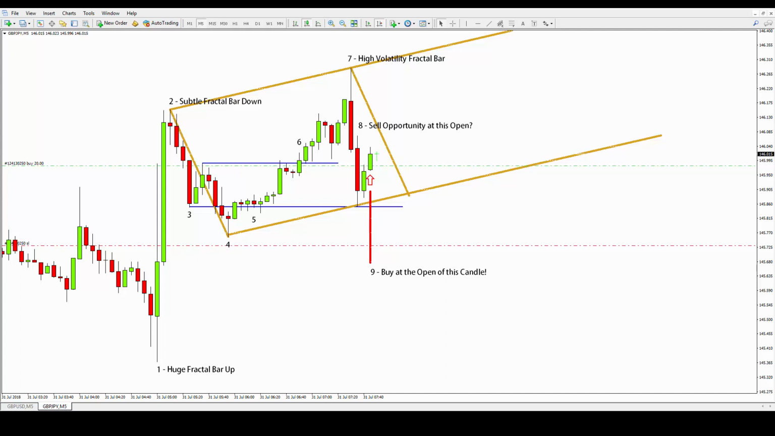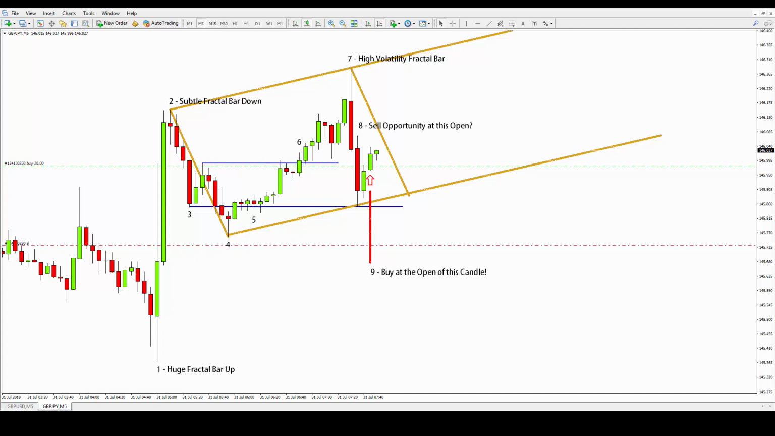If we look at the candle in number 7 without the prior context, we can easily try to open a sell trade at the open of candle number 8. However, that is not a good idea because of the context we have built so far. There are not enough reasons to go short in this market other than the fractal bar in number 7.